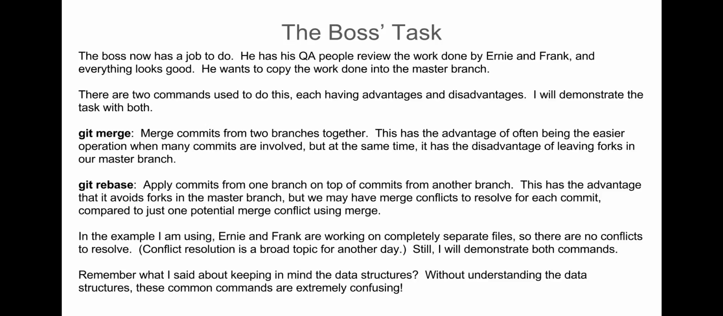Merge commits from two branches together. So this has the advantage of often being the easier operation when many commits are involved, because it simply creates a new commit that is the result of merging the top commit from two different branches together. And the disadvantage, though, is that you've now broken the tree structure because you had two branches that came apart and then go back together.